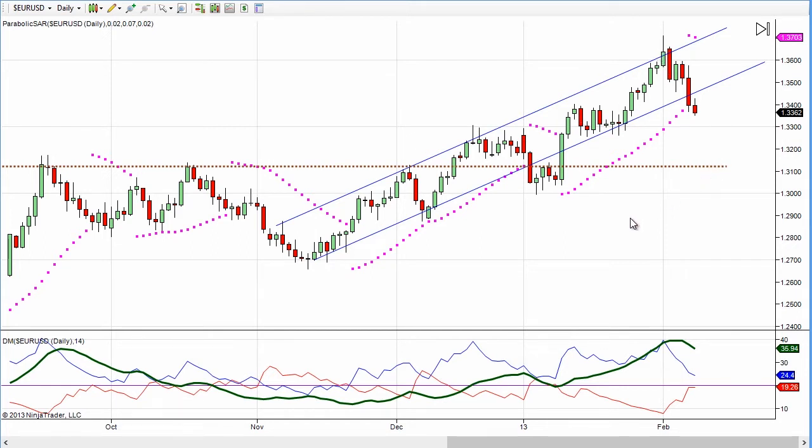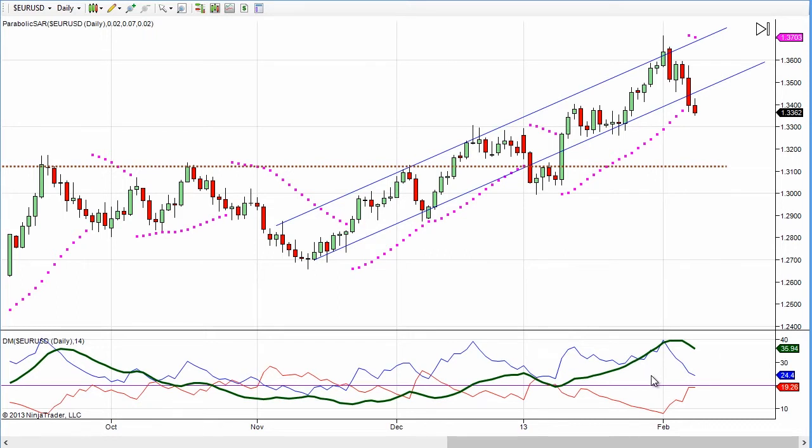Should be very significant. I've also added the parabolic SAR on here. You can see it was fabulously moving higher, and then it turned down. That's not necessarily a sell indicator. If you were long, it's a good trailing stop indicator to get out of your position, but I just wanted to point that one out. That's now trending lower.